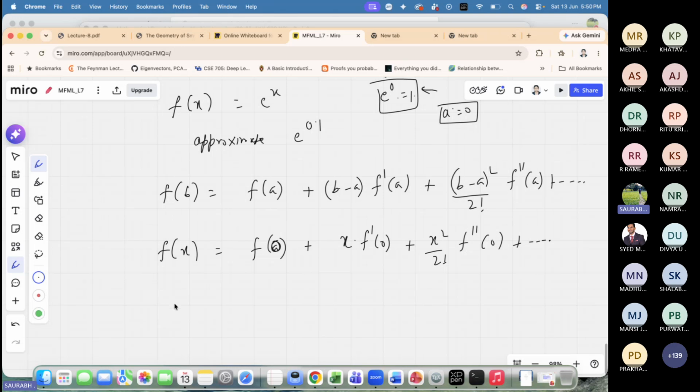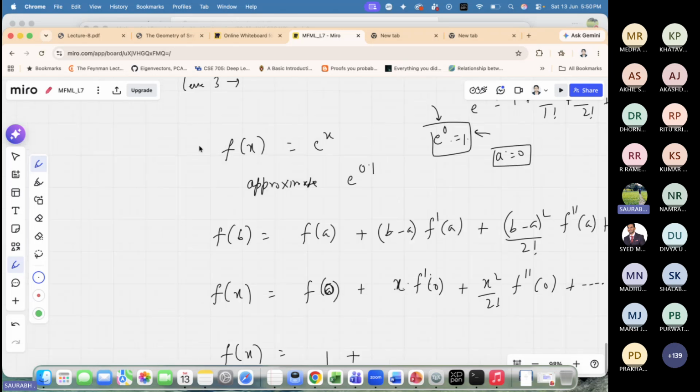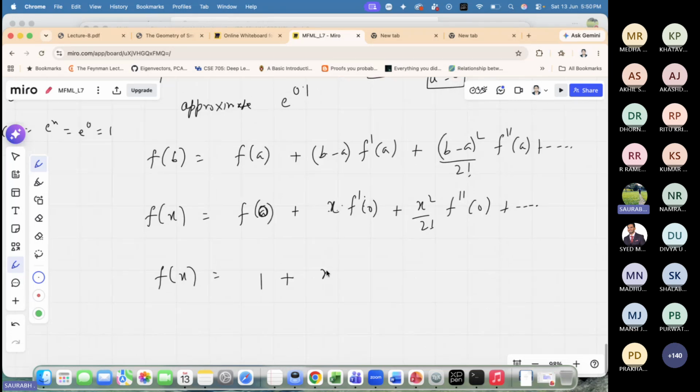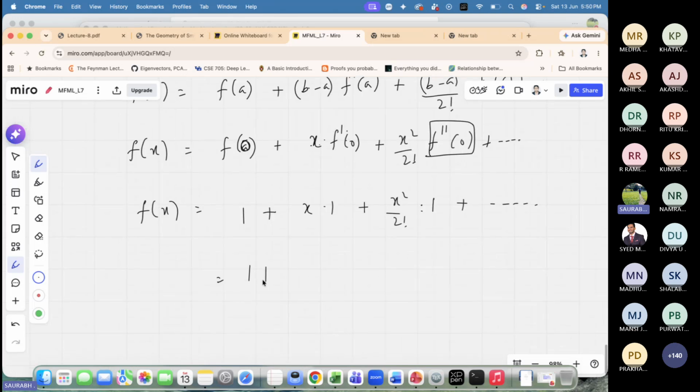Now you can write it as f(x) is equal to f of 0, which is what? e to the power 0, e to the power 0 is 1, right? This would become f dash. So if you think of e to the power x, its derivative f dash x would be e to the power x itself, which would eventually be e to the power 0, which is 1. So this also becomes 1. So x into 1, then x square by 2 factorial. This also becomes 1, because it would always be e to the power x. So eventually the entire series becomes 1 plus x plus x square by 2 factorial plus and so on.